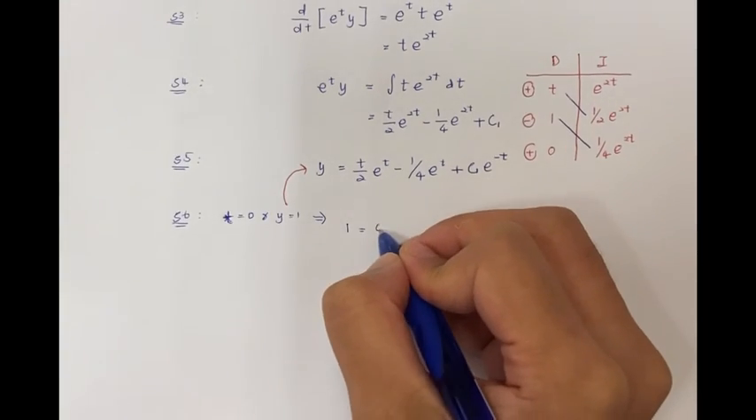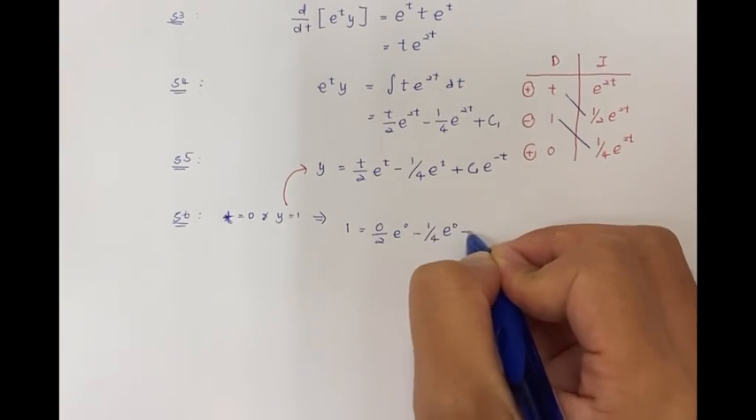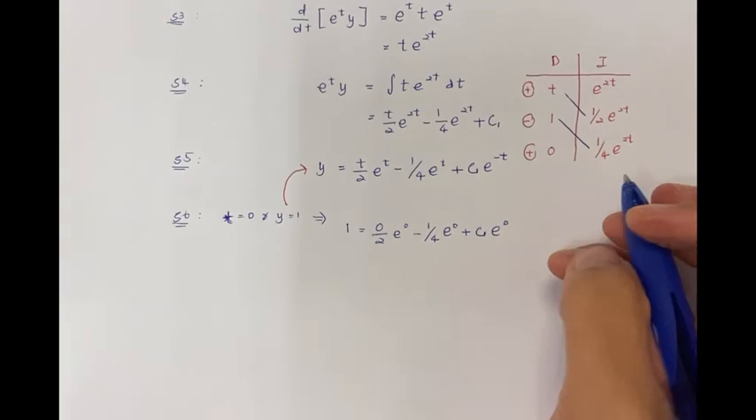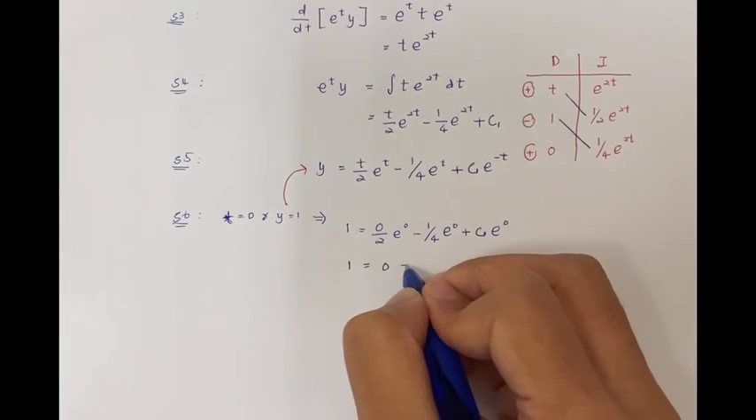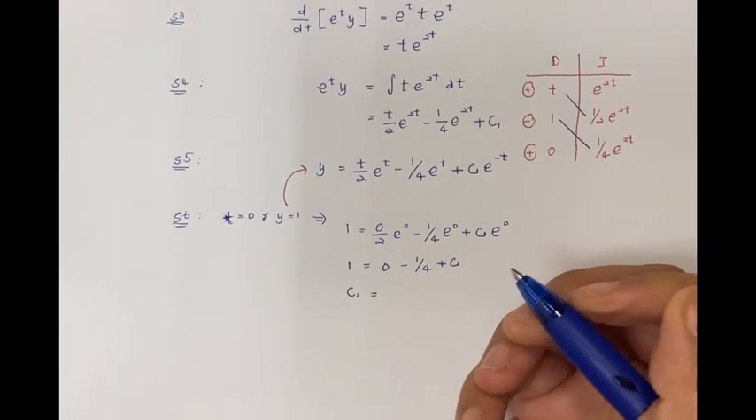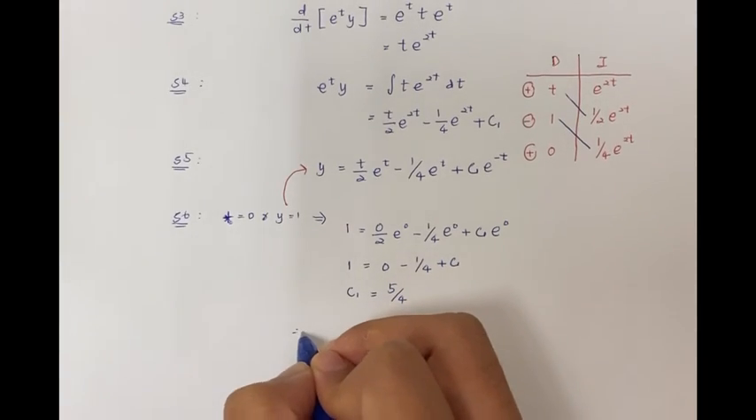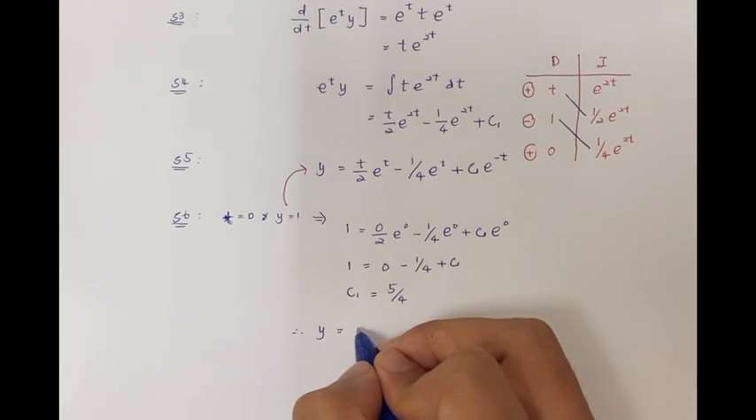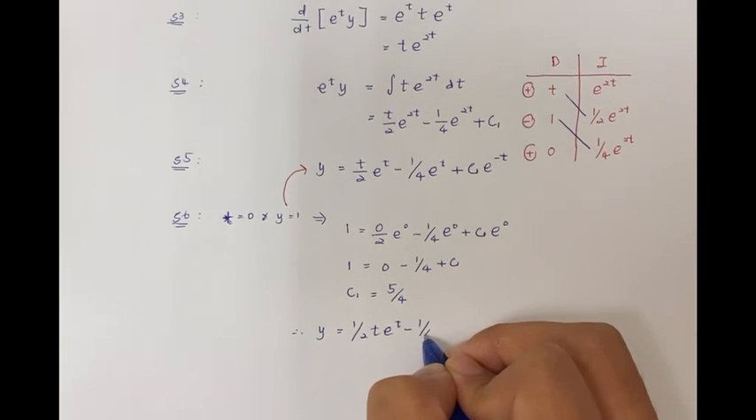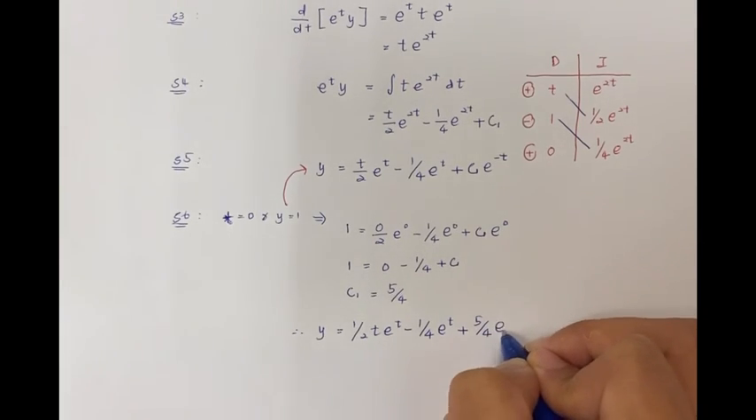So 0 over 2 e^0 minus 1 over 4 e^0 plus C1 e^0. Remember e^0 is always equal to 1. So 1 equal to 0 minus 1 over 4 plus C1, and you find your constant. The value of the constant is equal to 5 over 4. Now you have your last answer without the constant: y equal to t over 2 e^t minus 1 over 4 e^t plus 5 over 4 e^(-t).